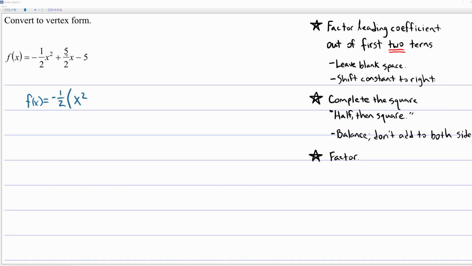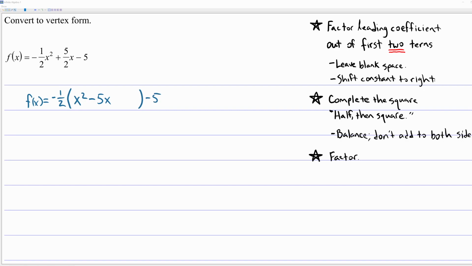Now, 5/2 divided by -1/2 is -5x. If you have trouble with fractions, get out a piece of scratch paper and verify that that is how you divide fractions. This -5 just goes out on the end. It's not inside the parenthesis. It doesn't get divided by -1/2. It just gets moved to the right.